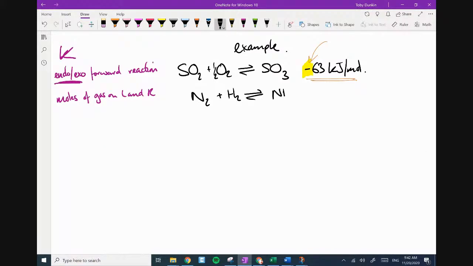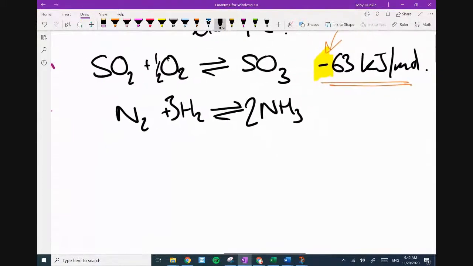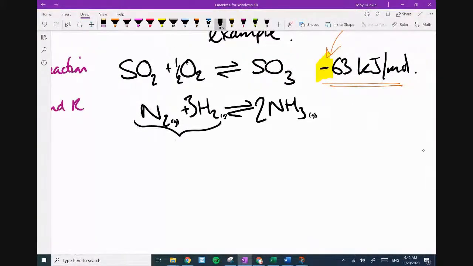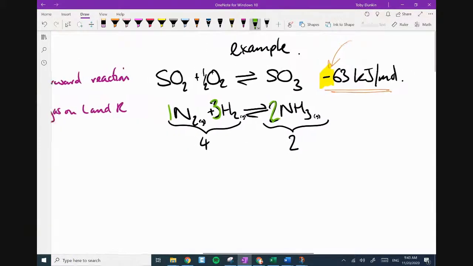Here we go. Moles of gas. Nope, I messed that up. I should never try and learn equations, you build them. Sorry about that. There we go. So the example here is on this side, there are 4 moles of gas, 3 and 1. And on this side, there's only 2 moles of gas because of that. I hope this is helping.